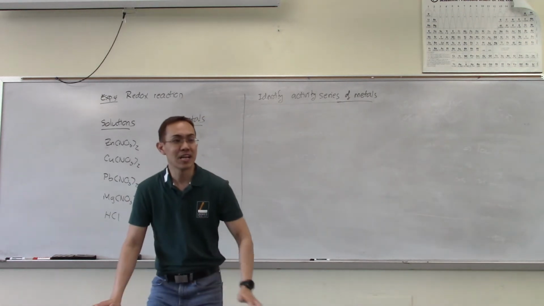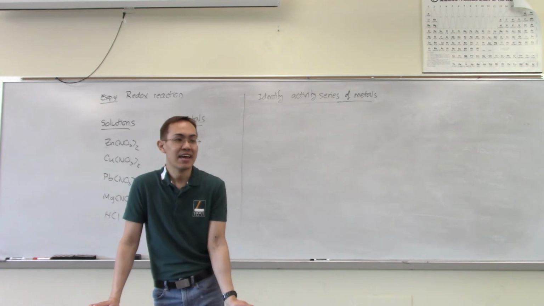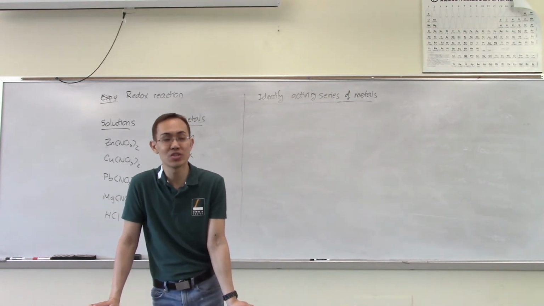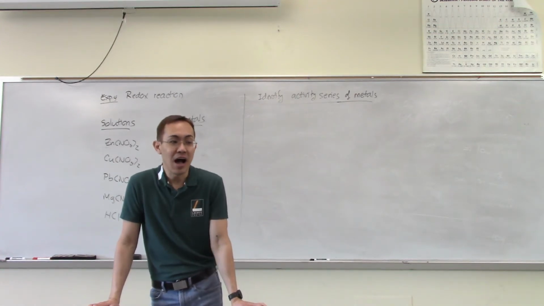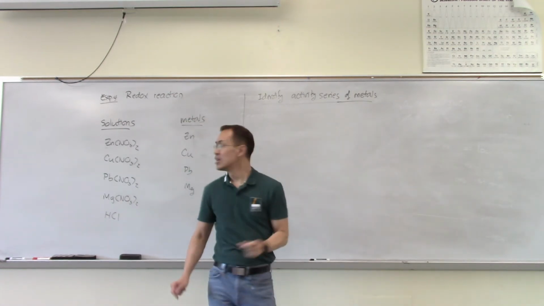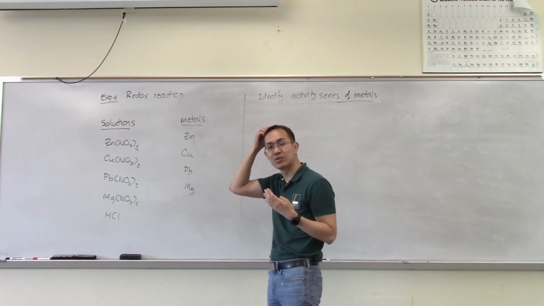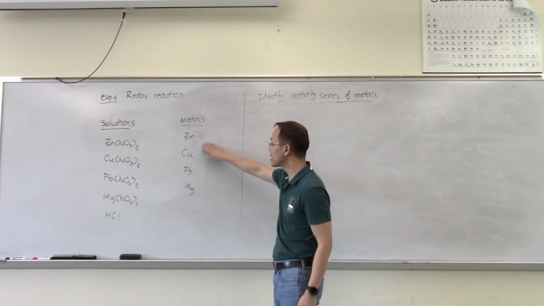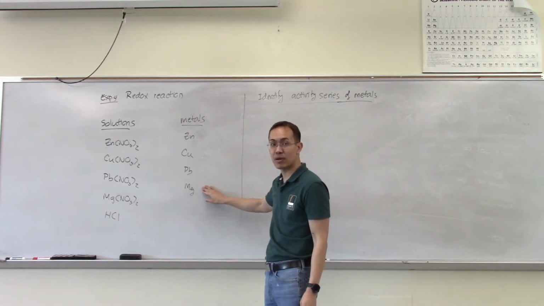All right. Hello everyone. So for today's experiment, it is the fourth experiment, and we are going to do redox reactions. So basically, the goal of this experiment is we want to construct the activity series of metals. For this experiment, there will be 4 metals that you have to determine the activities. So we have the zinc, we have the copper, we have the lead, and we have the magnesium metals.